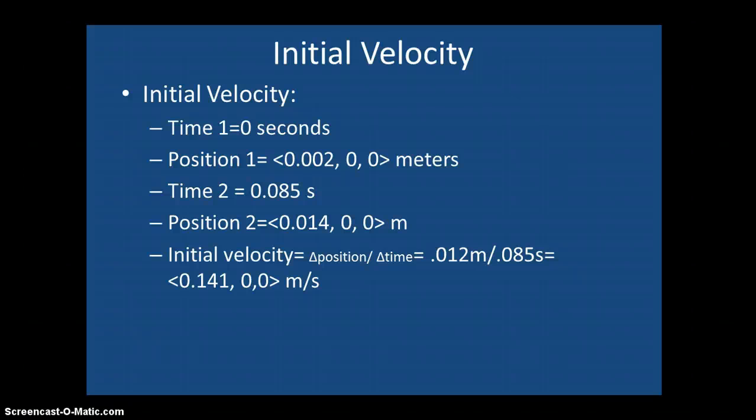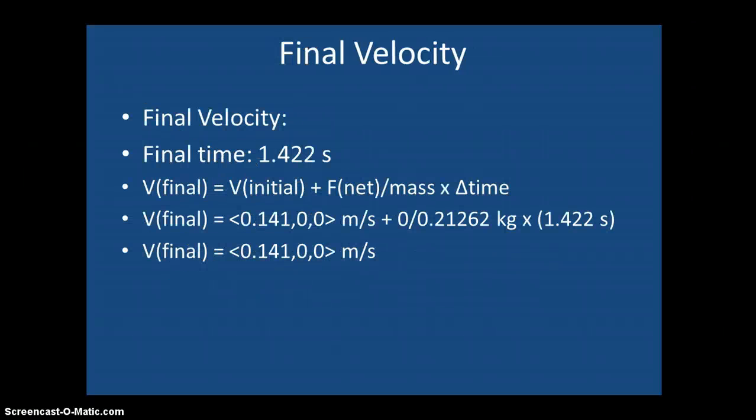Initial velocity was found by calculating the change in position over the change in time, which was found to be 0.141 meters per second. The final velocity was then calculated by using Newton's second law, knowing the initial velocity and the final time shown by Tracker. The final velocity was found to be 0.141 meters per second. Knowing that in constant velocity, final velocity equals initial velocity, as shown before, the final velocity was also found to be 0.141 meters per second.